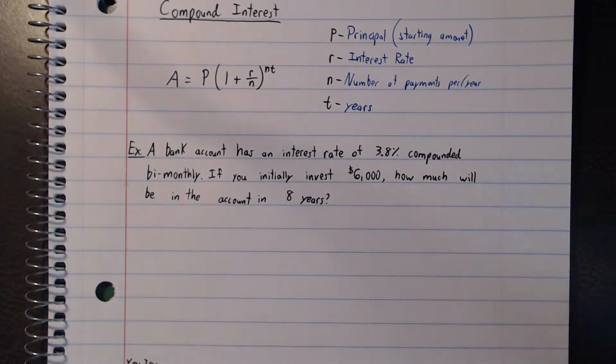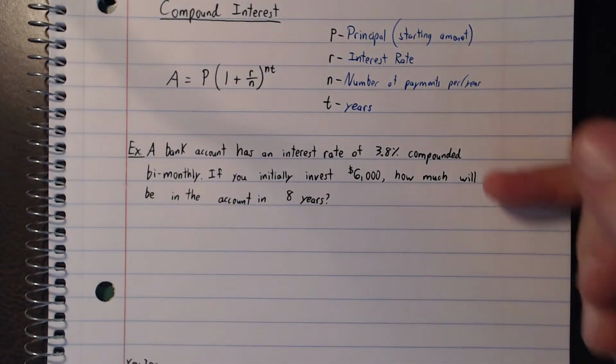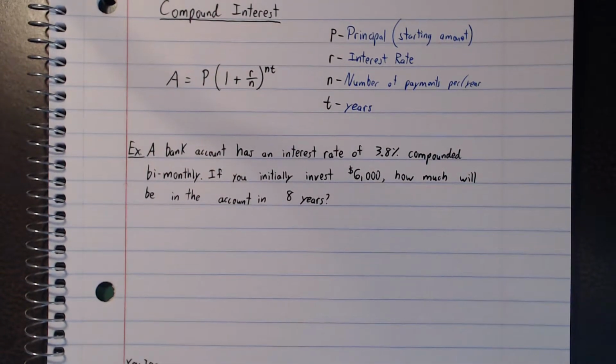So we need this formula, and I'm going to leave it up here for this first problem. When we go through the problem, we'll read it first, and then we'll go back and start labeling which things are which. All right, so here's what our example looks like. A bank account has an interest rate of 3.8% compounded bi-monthly. If you initially invest $6,000, how much will be in the account in 8 years?